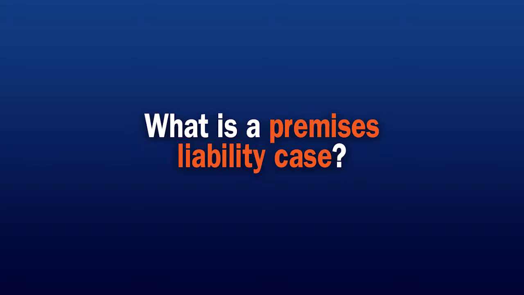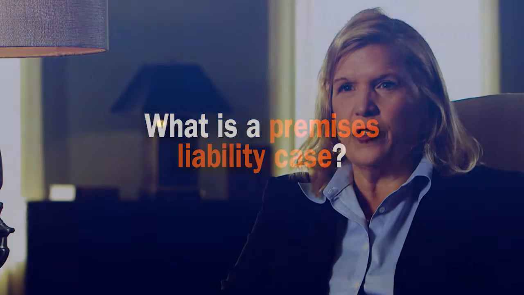A premises liability case is a case where you've had an accident on someone else's property. You have an expectation when you enter someone's property that it's going to be safe. And the whole theory of premises liability is it holds the owner accountable in the event that they fail to keep their property safe or they fail to warn you of a dangerous condition that they know about but you weren't aware of.